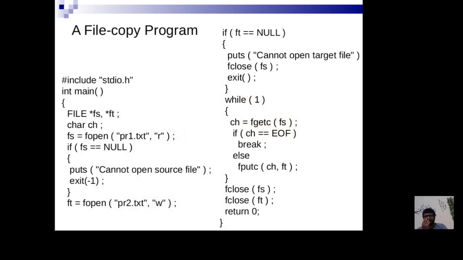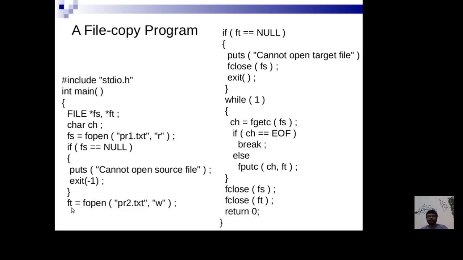So here is a file copy program that copies the content of one file to another. You declare two file pointers, fs and ft, and a character ch. You open the source file, pr1.txt, in read mode. You are going to read from this file. If there is no file of this name, or if the file open operation fails for some reason, fopen will return a null, and so you will put out an appropriate error message and exit the program.